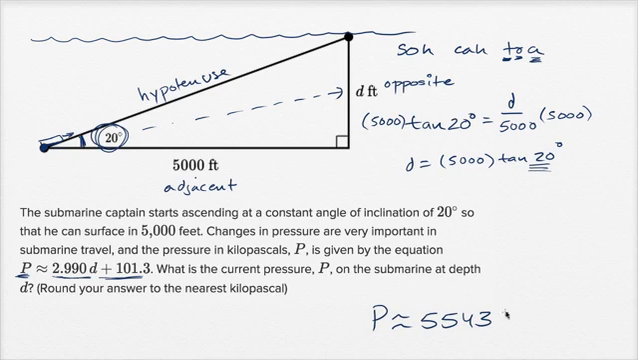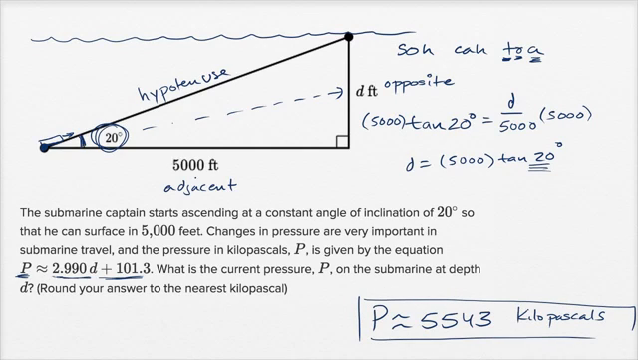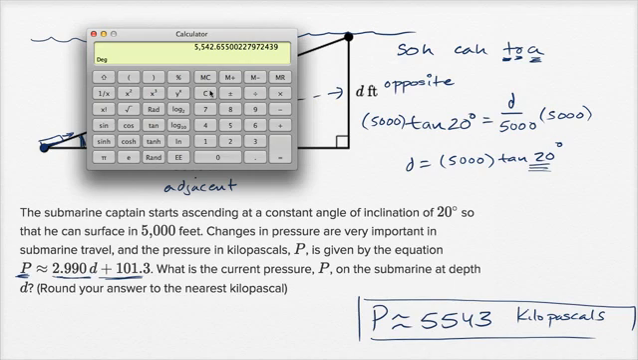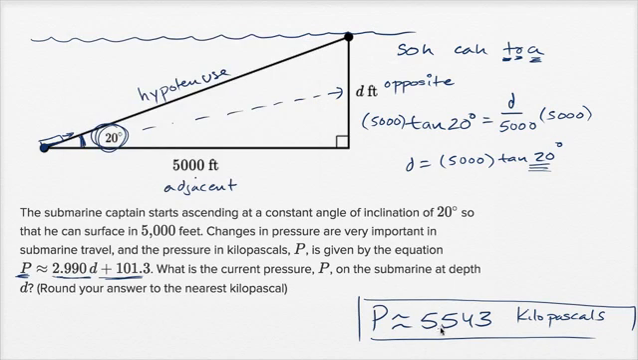So P is approximately 5,543 kilopascals, based on the information that they gave us. Put a comma there, not a decimal, a comma. There you go.